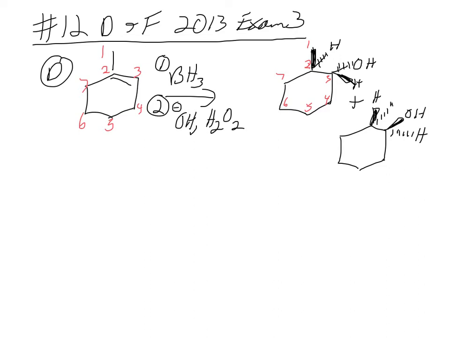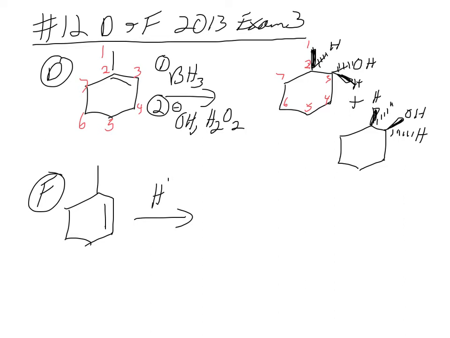Okay, we're going to do F first. Right? You got to do F first. All right, let's do F first. So F involves H plus as a catalyst, and then methanol as a solvent. All right. Number our carbons. 1, 2, 3, 4, 5, 6, 7.